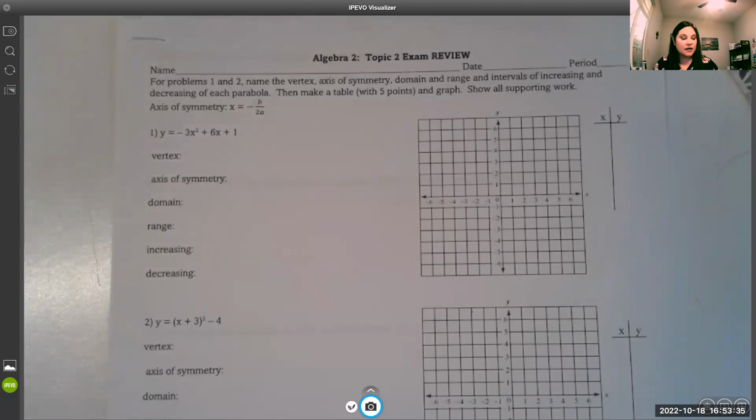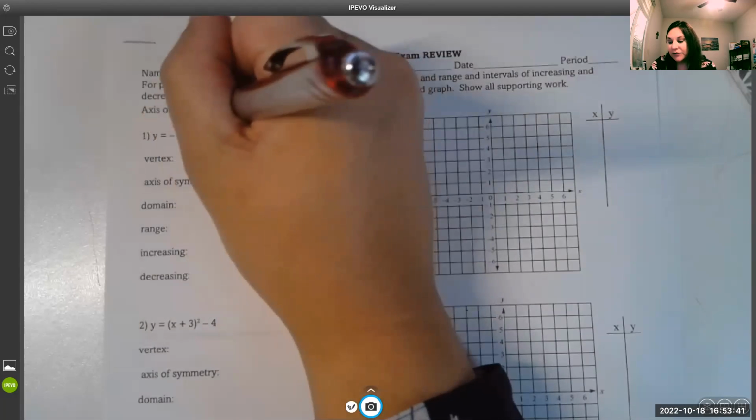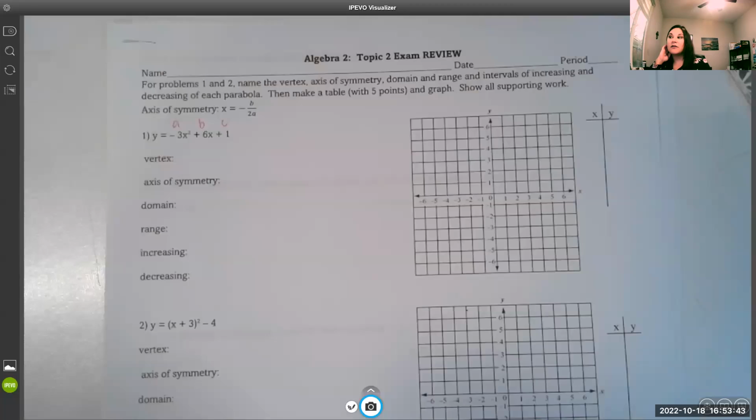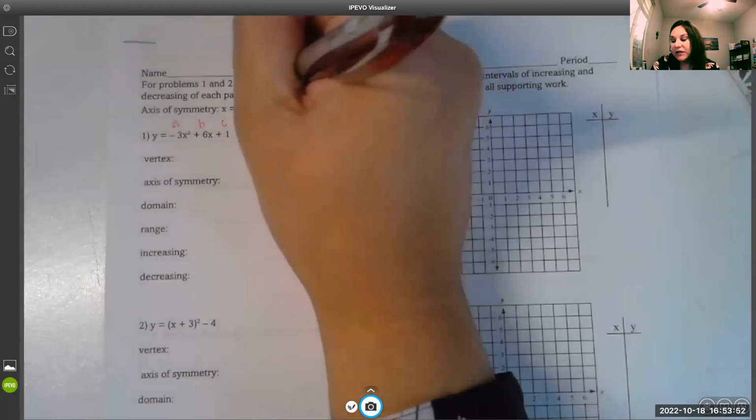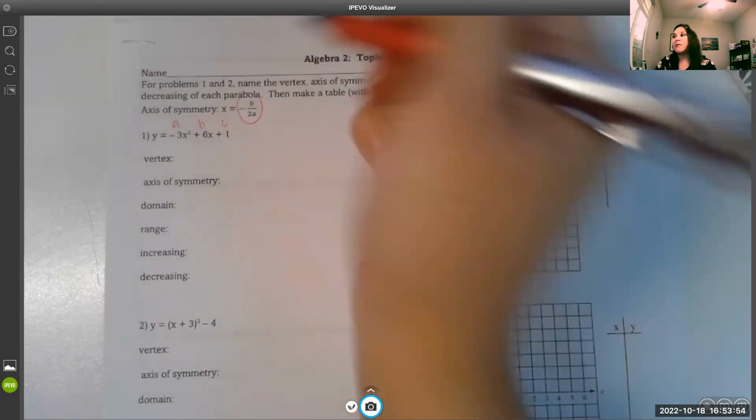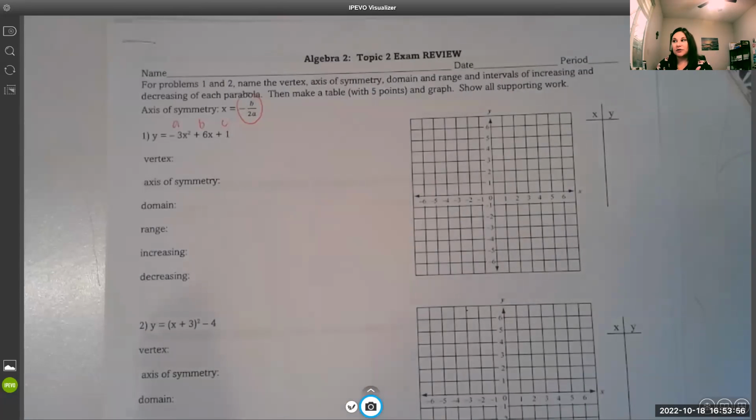The first graph that you have to do is a graph that's written in standard form. This is typically when you're solving and you want it in standard form because you are going to do the quadratic formula. But in this case, when you're graphing, you don't need the entire quadratic formula. You just need the negative b over 2a.